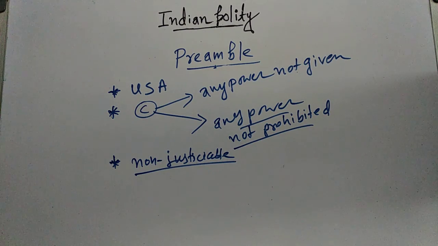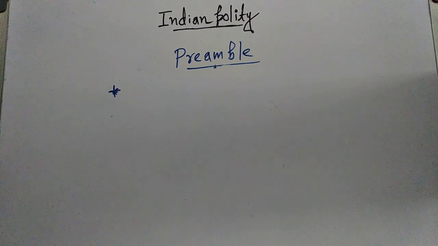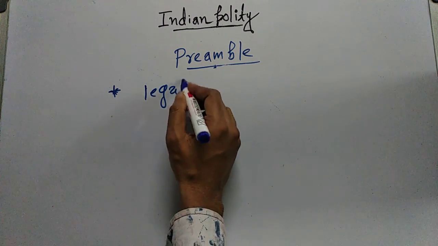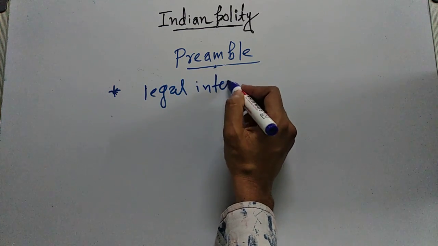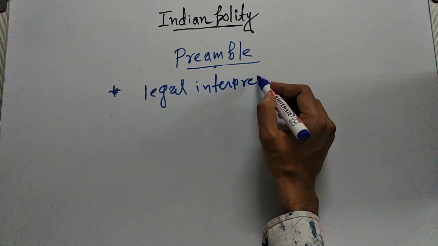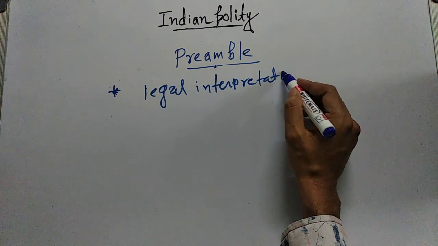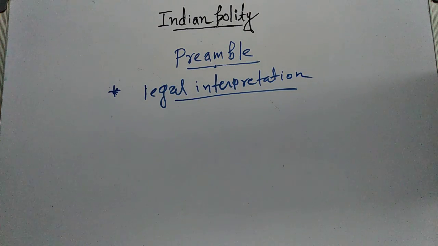Then you might think, then what is the importance of having the preamble? The preamble is not the source of any power. The preamble is not a prohibition to any power. It is also non-justiciable. Then what is the importance of the preamble? The importance of the preamble is that it helps in legal interpretation of the Constitution when the language is found to be ambiguous. That means if any provisions of the Constitution are found to be ambiguous, then the Supreme Court can look into the language of the preamble and interpret accordingly.